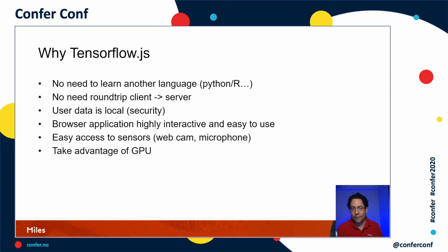And the second reason is that you don't need any round trip between the client and server. And then the user's data is also local. You do all the computation on the device. So that's a higher degree of security. And also when you use the browser, it's highly interactive and it's easy to use. So you can make a great application with high usability. You can also have easy access to the sensors, to the webcam, and to the microphone on the device. And you can also take advantage of the GPU.